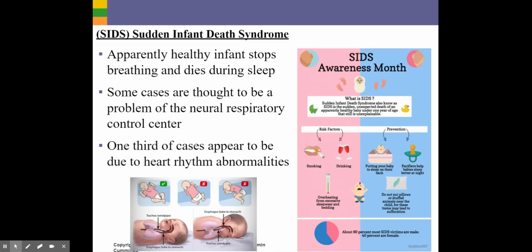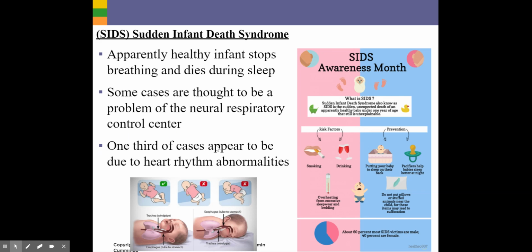Another one that we see mostly in infants is what's referred to as SIDS, or sudden infant death syndrome. And this is just a stop or cessation of breathing while the baby is sleeping, which results usually in death. Some cases are thought to be some sort of a problem with neural respiratory control, and there really is no way to fix that or to know that that's going to happen. It just kind of takes its place.